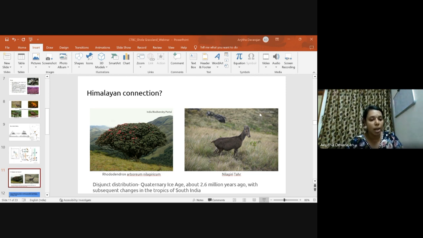And a similar thing happened with the rhododendron species also. In Nilgiris, we have the Rhododendron arboreum subspecies nilagiricum. But in Himalayas, we have other species of rhododendron. This rhododendron also has some Himalayan connection.